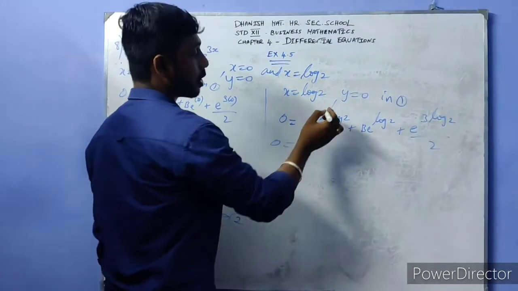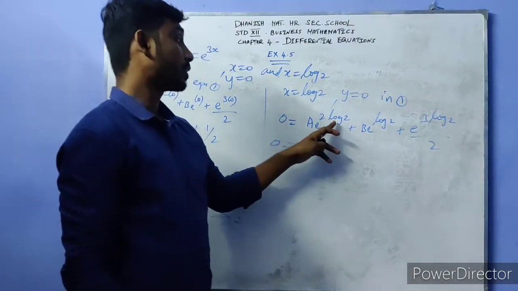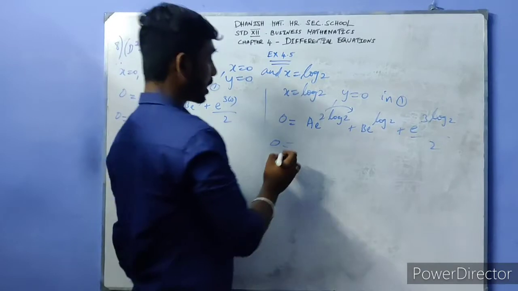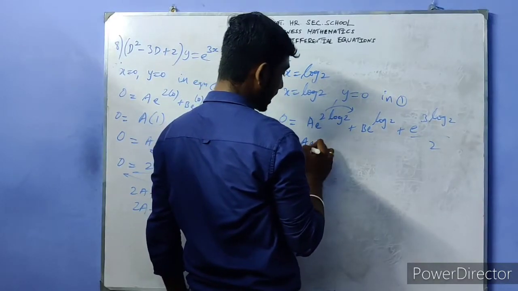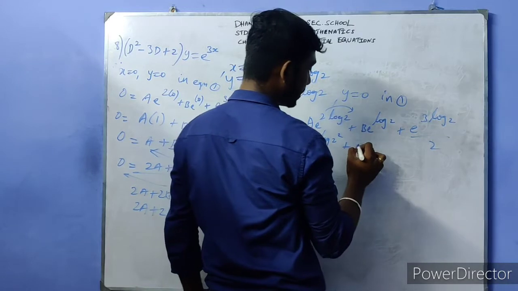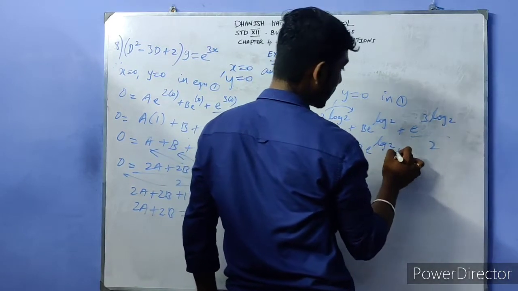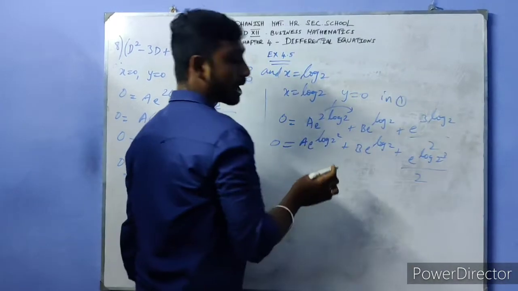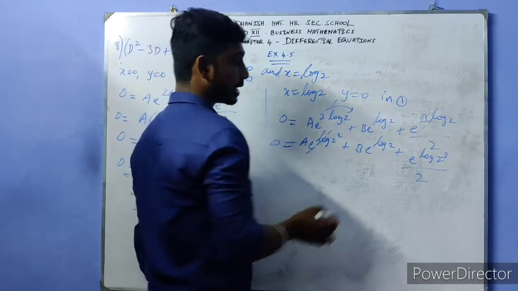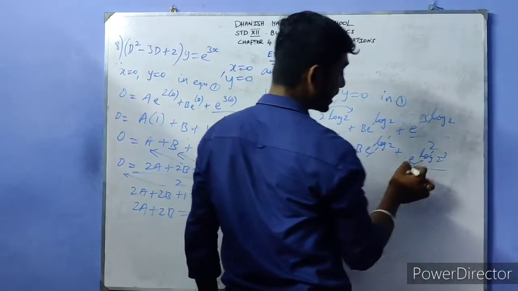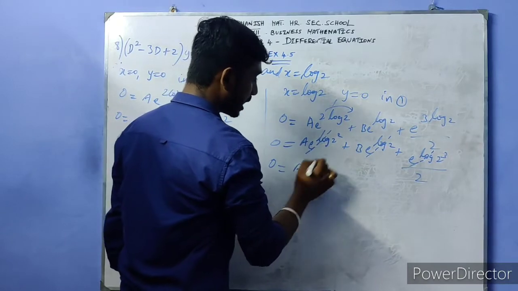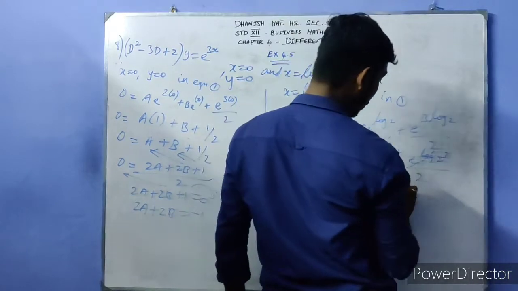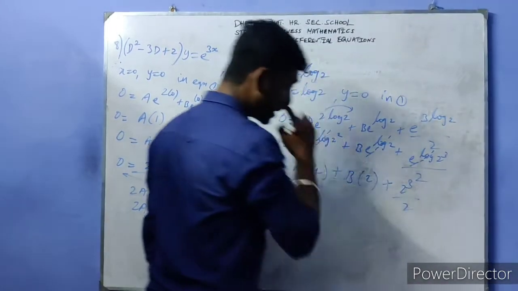Whatever value is behind the log, as I already told you, it goes into the power. So A e power of log 2 power of 2 plus B e power of log 2 plus e power of log 2 cube divided by 2. Wherever you see e and log, the exponential form and logarithm form will cancel here. What is the remaining value? A 2 square, that will be 4, plus B here itself will be 2, here it will be 2 cube divided by 2.